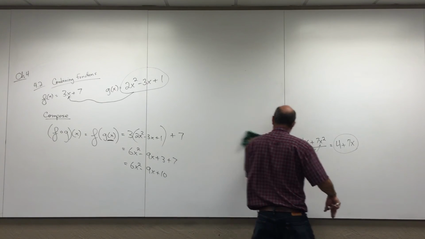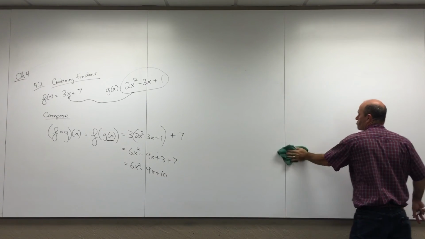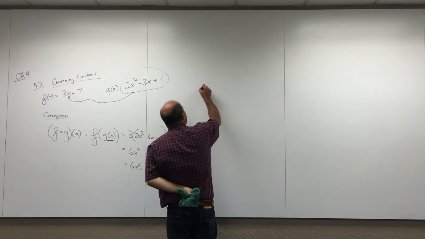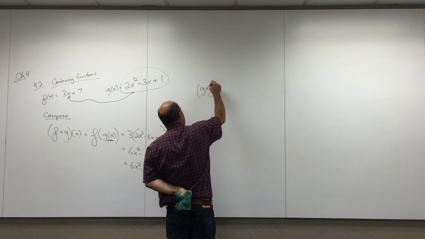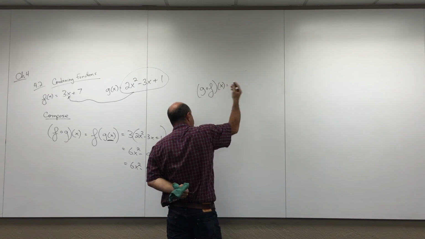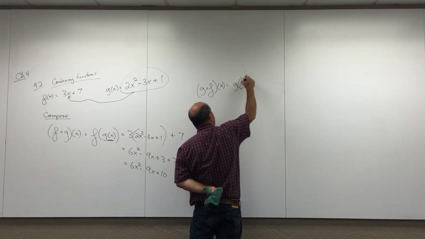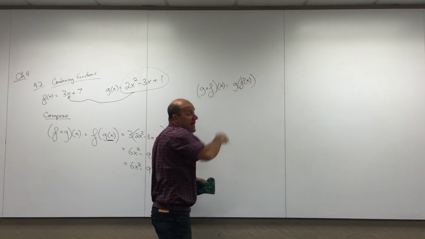When you compose it the other way, let's try it the other way. G circle f of x. And here's what that means. It means g of f of x. And when I read that, I'm good at this.